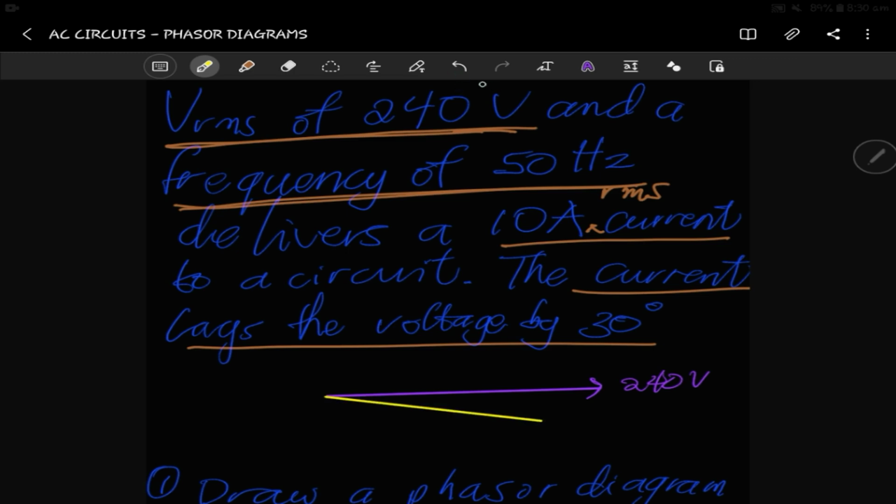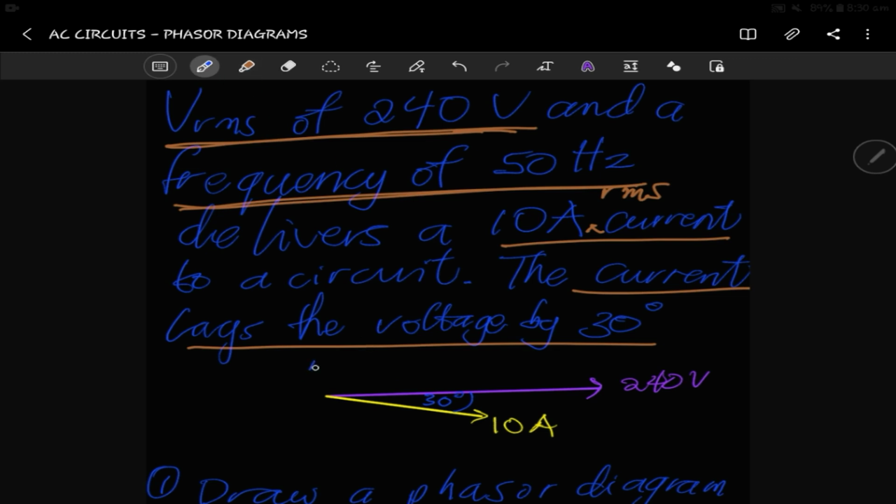Compared to 240, that is too much. It can be about this. So there's the RMS current, 10 amperes, and the phase difference is 30 degrees. So that's it. The whole circuit has been represented using this. The quantities that change with time, the voltage and the current, have been represented using these phasors. But again, this is not drawn to scale.